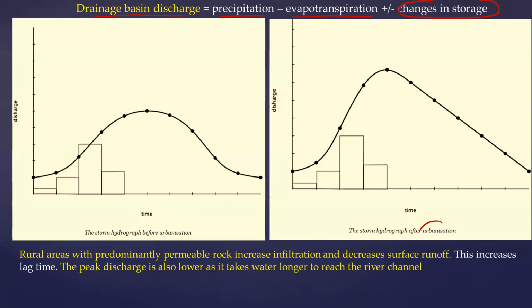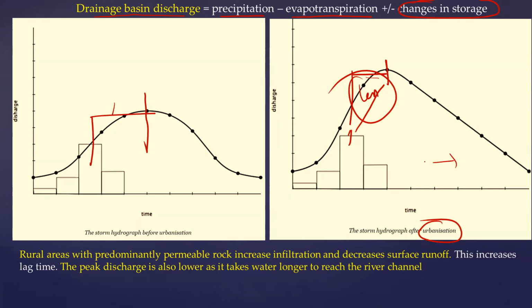The storm hydrograph after urbanization, you see here is the peak and here is this. Do you see this lag time is very less, right? But here, this lag time is more. If you have less lag time, it means the river channel is flooding very fast, right? So these kinds of interpretations are to be drawn.